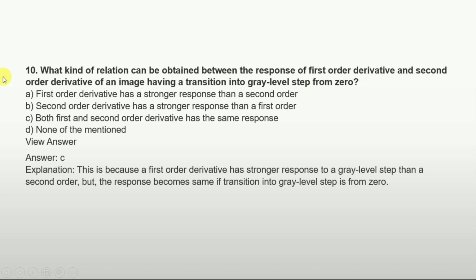And the next question is, what kind of relation can be obtained between the response of first order derivative and second order derivative of an image? That is a little bit complex question, but guys, I make sure that the concept is very much clear to you. So options are: first order derivative has a stronger response than a second order, second order derivative has a stronger response than a first order, both first and second order derivative has the same response. So the answer is option C, that is both first order and second order derivative has the same response.